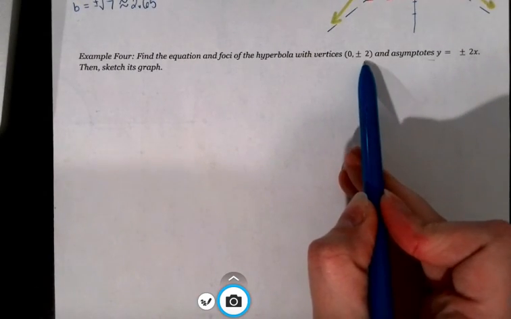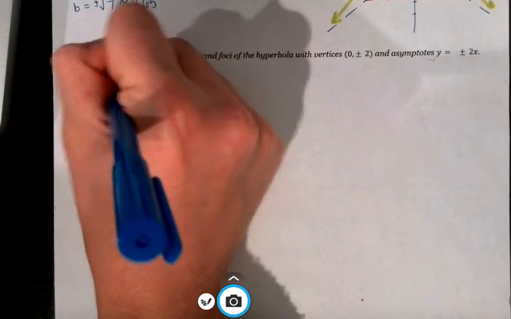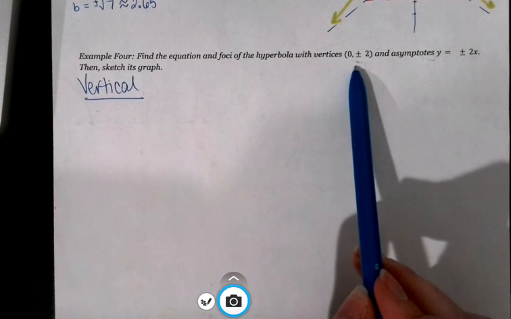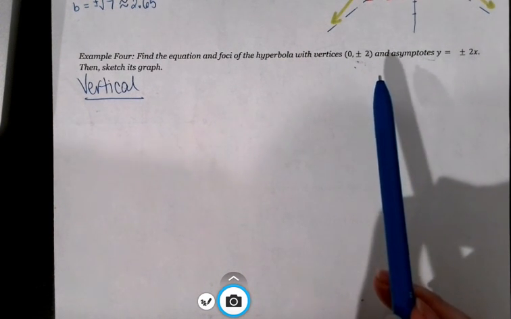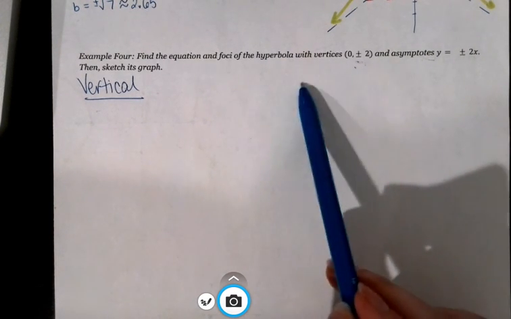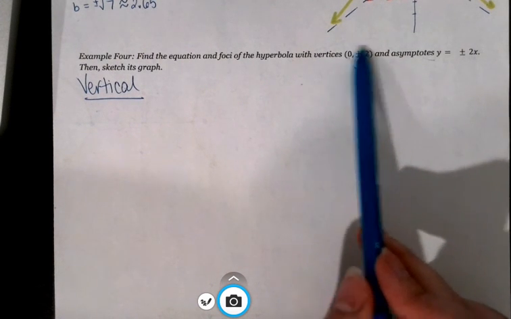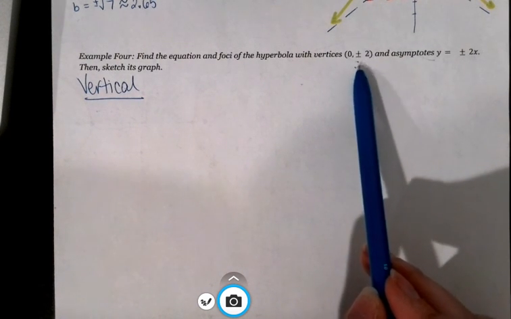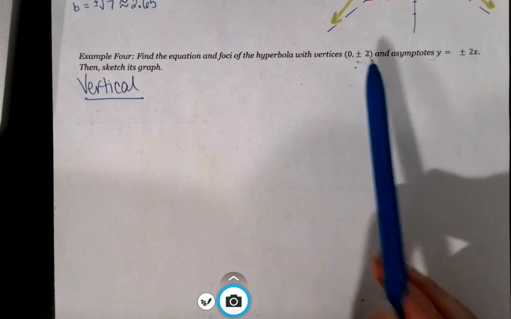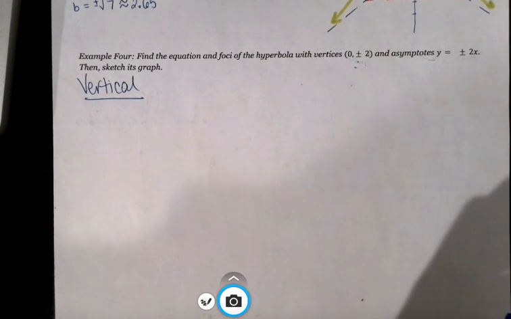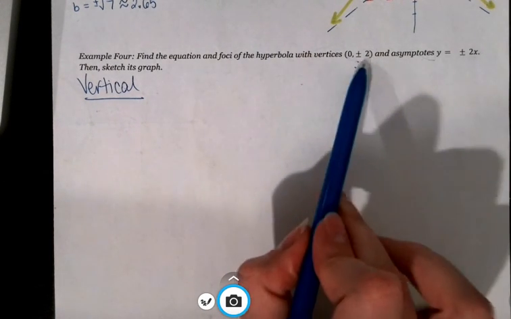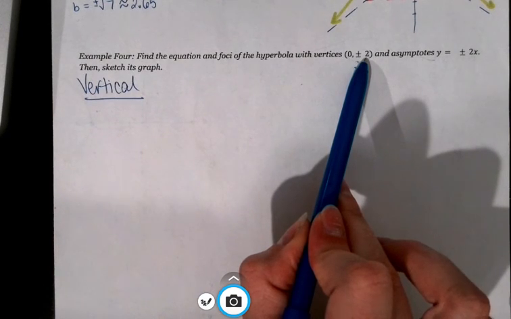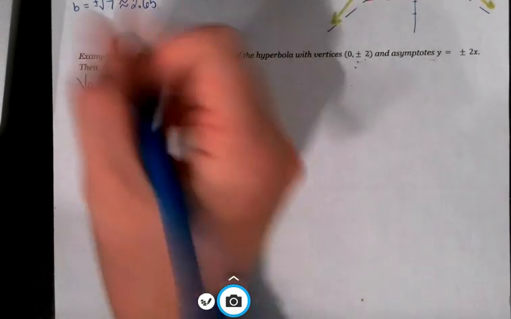So my vertices, my number's in the y spot, so I know that it's vertical. It's going to open up on the y-axis. I can also always look at my equation sheet and see if horizontal or vertical writes their vertices like this. So you don't have to remember if it's in the y spot, just utilize your formula sheet. I also know that if my vertices are at (0, 2) and (0, -2), then my a value is 2.